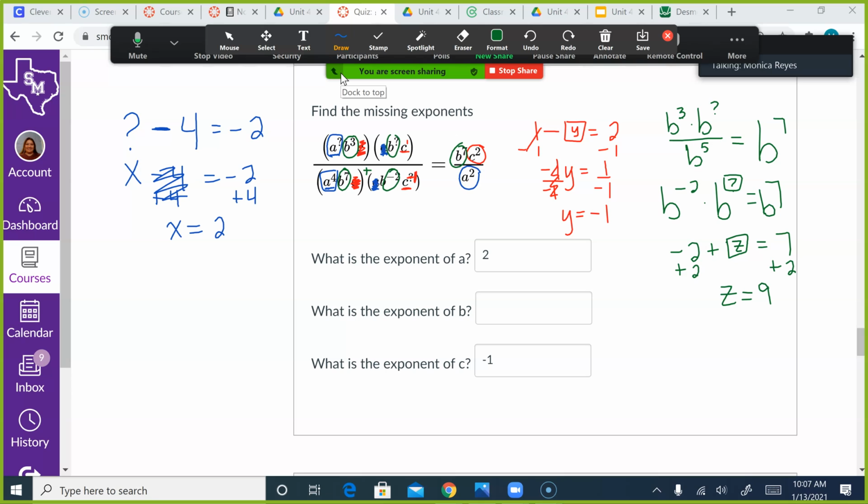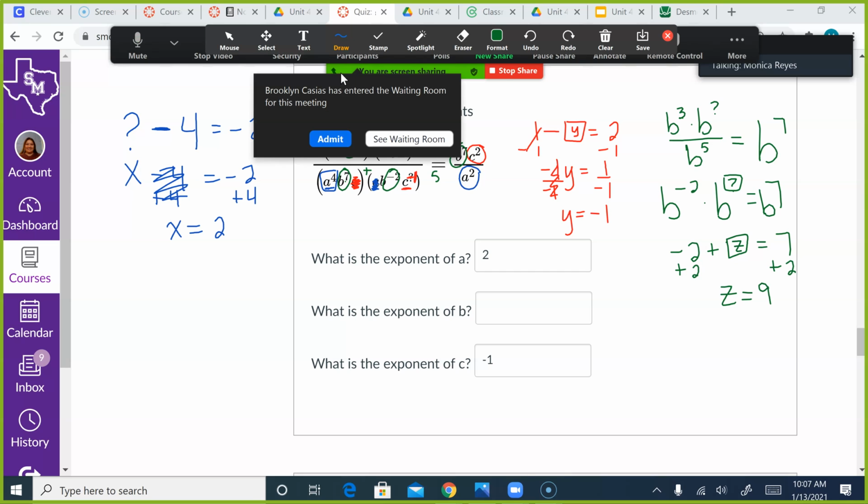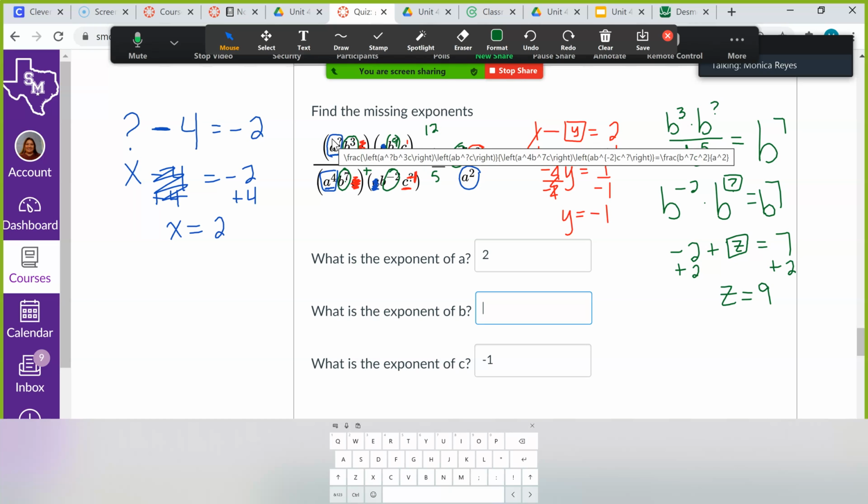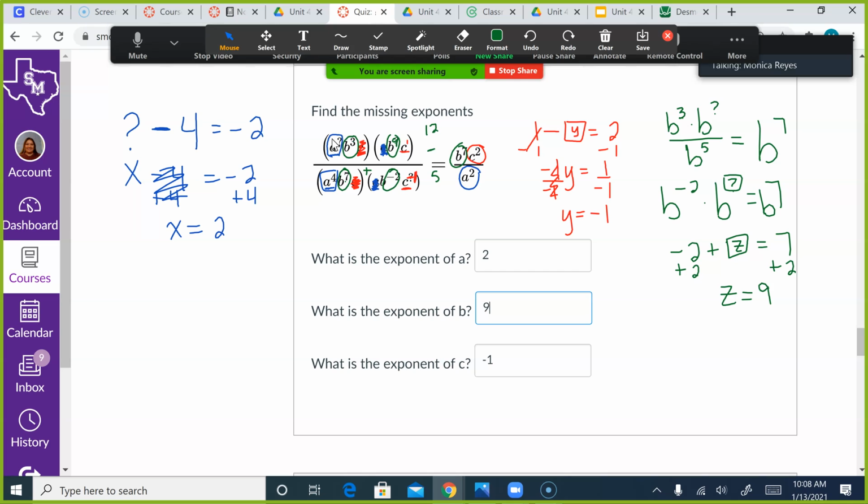And you can check it. If I had a 9 here, 9 plus 3 is 12. And then if I add these, I get a 5. And then I'm going to subtract these two numbers. 12 minus 5 is the 7 that I need. All right, so then z, which is the exponent on the b, is going to be 9.